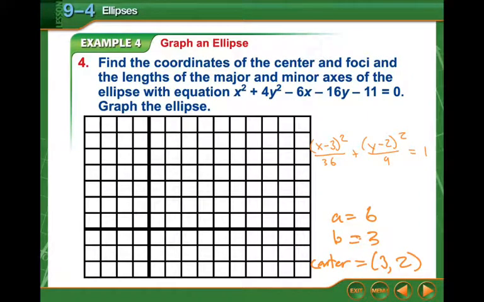So again, we know our center's at 3, 2. So there's our center. Our A is 6. So that means we got to go out to the right 6. Out to the left 6. Our B is 3, so we go up 3 and down 3. And now we have to just make our ellipse.